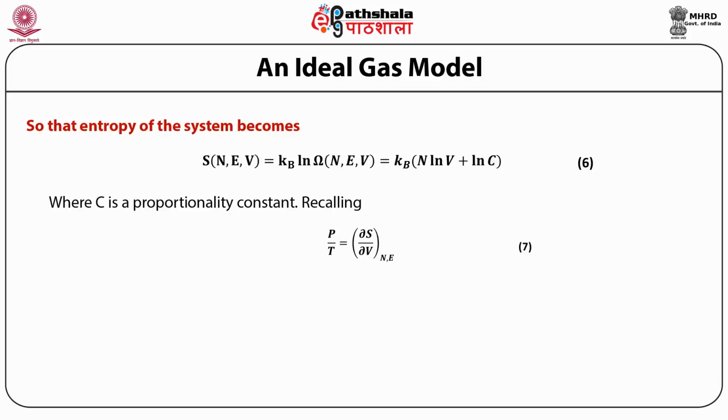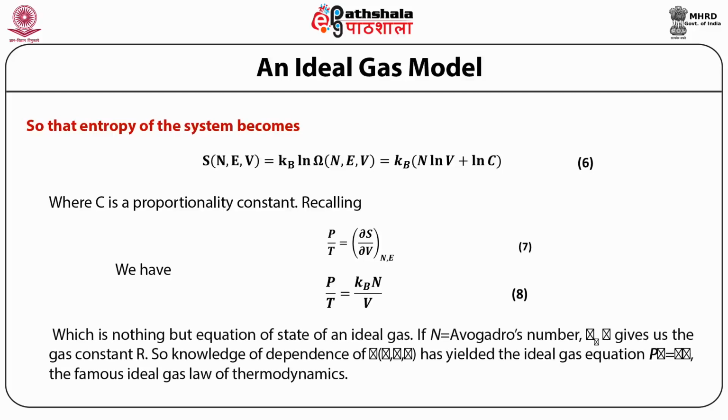Recalling P upon T is equal to the partial derivative of entropy with respect to volume at constant N and constant E, we have P upon T is equal to Boltzmann constant multiplied by N divided by the volume, which is nothing but the equation of state of an ideal gas. If N is equal to Avogadro's number, Boltzmann constant multiplied by the number of particles N gives us the gas constant R. So knowledge of the dependence of omega has yielded the ideal gas equation PV is equal to RT, the famous ideal gas law of thermodynamics.